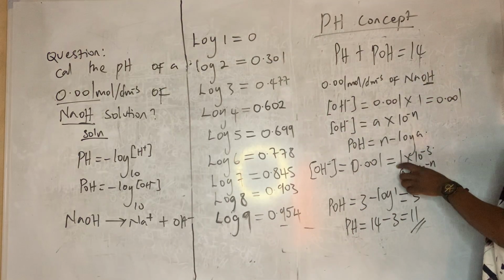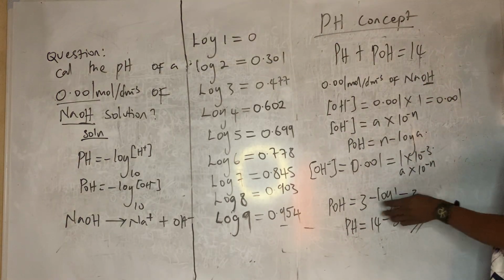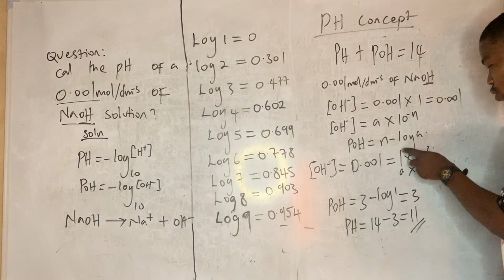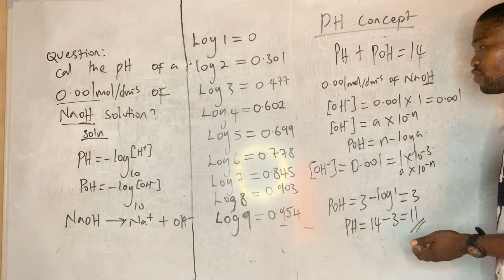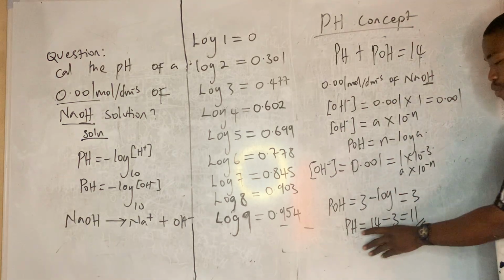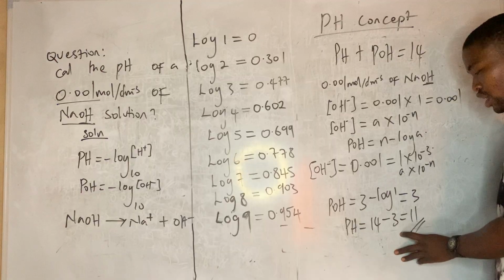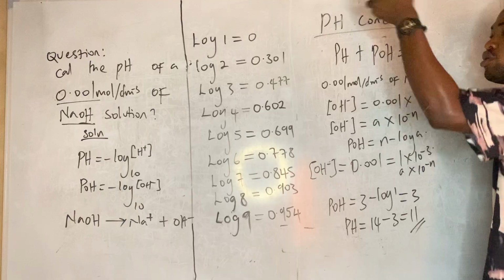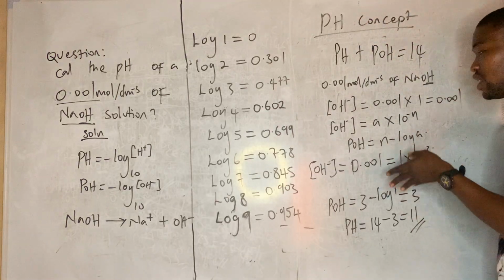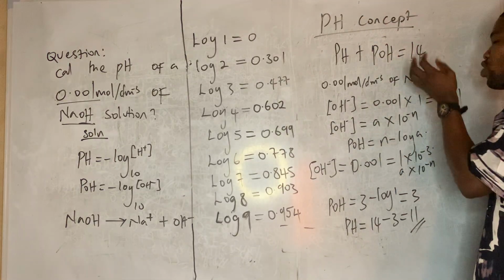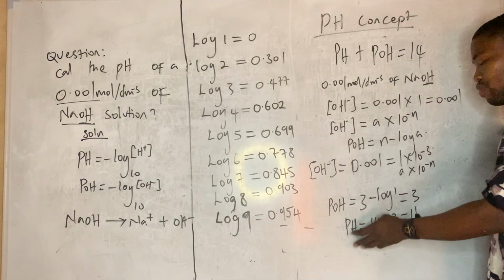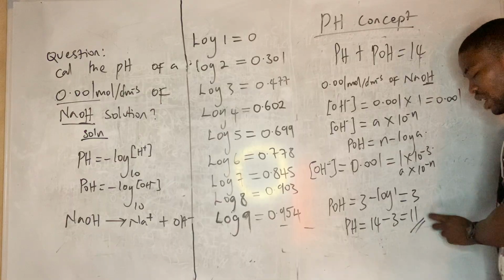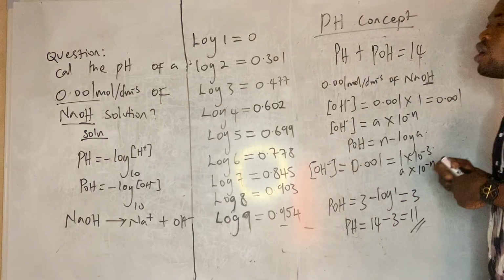Put it in standard form, 1 times 10 to the minus 3. So 3 minus log A, where A is 1 and log 1 is 0, still gives 3. Then after getting the pOH, pH is equal to 14 minus pOH. Remember they're asking us for pH, not pOH. We can only get pOH from the concentration given, because it is a base; it has OH and does not have hydrogen ions. So pH is 14 minus 3, which is 11.